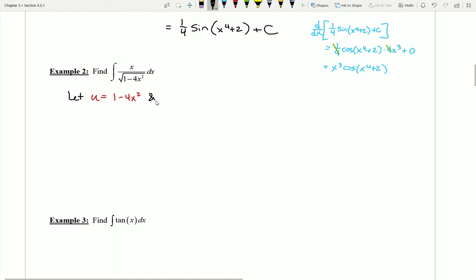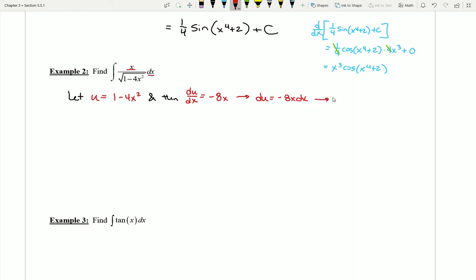Now to see why, let's take a look at what happens when I actually compute this derivative. My derivative here is going to be negative 8x. So if I multiply my dx over to the other side, I would say that du is equal to negative 8x dx. Now in my integral, I can replace this inside of the radical with my u, but I don't really have a negative 8 times an x times a dx. But I do have an x times a dx.